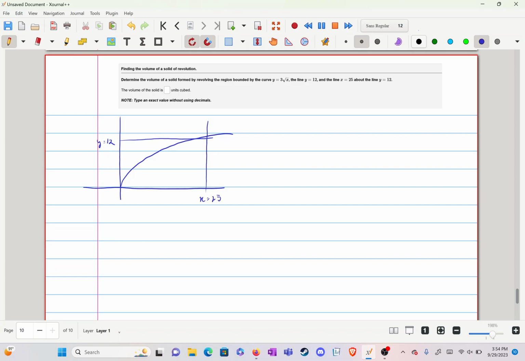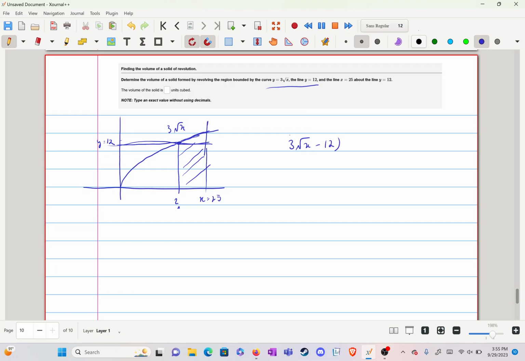We want to find where this intersects and what x this would be, so we can find this region. So what is this x? We need to find that, but first we know we're going to be using the washer method here, given in terms of x. So we have top minus bottom. We got our top, 3 square root of x, minus our bottom line, y equals 12. So simple enough.